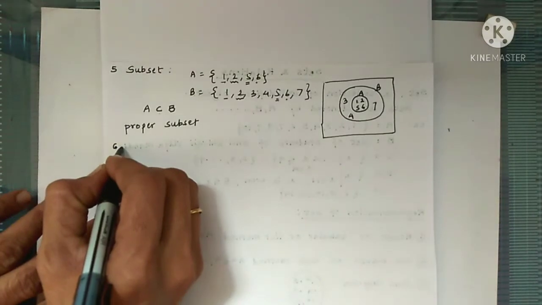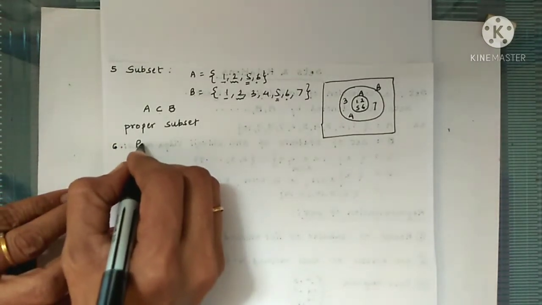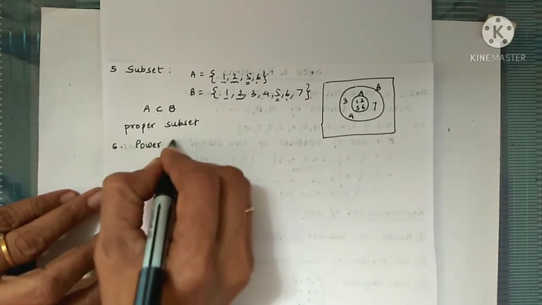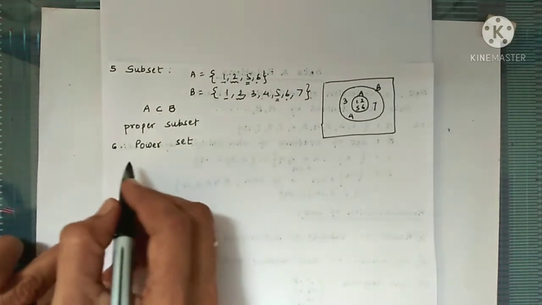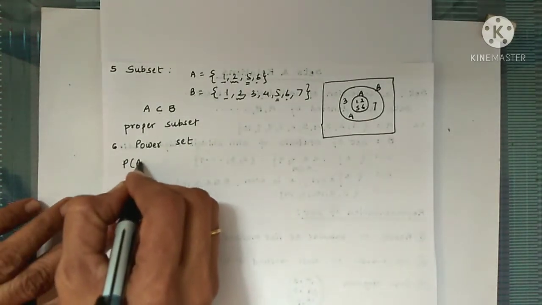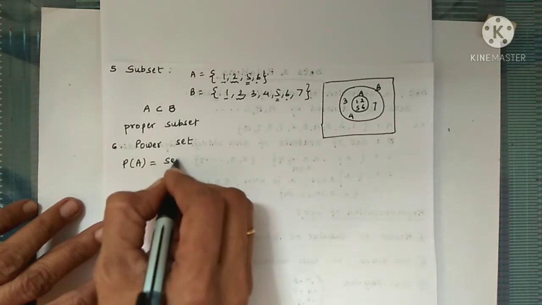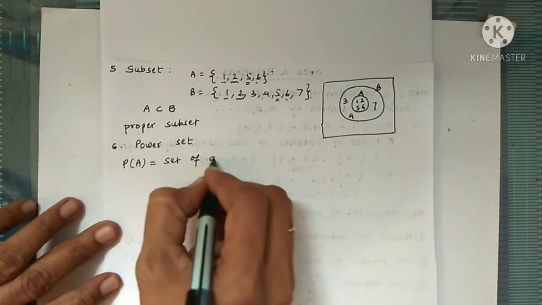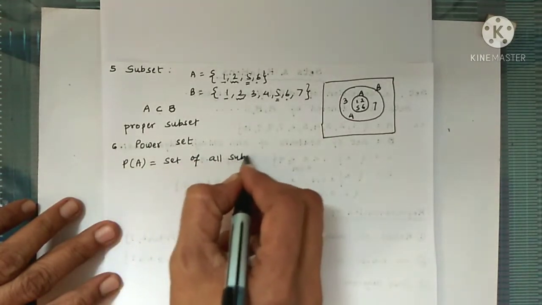The next one is the power set. So the power set is basically the power set of A. The power set of A means the set of all subsets of set A.